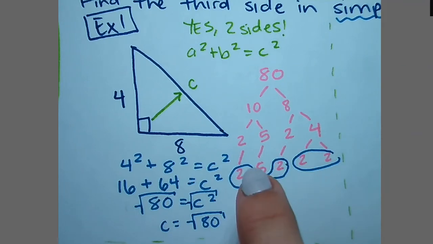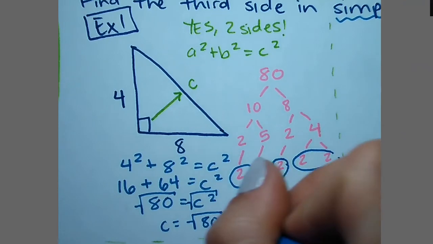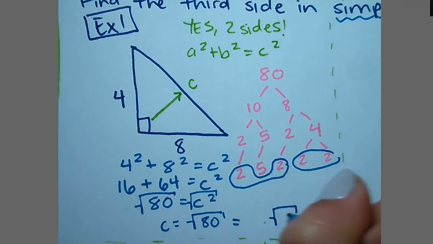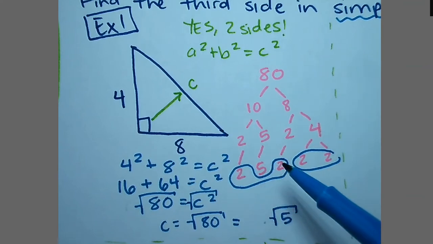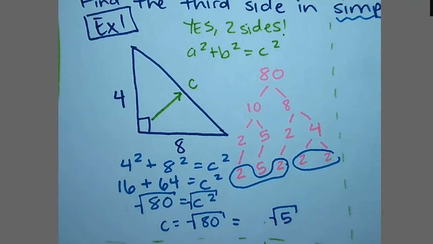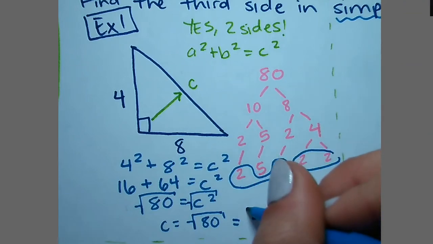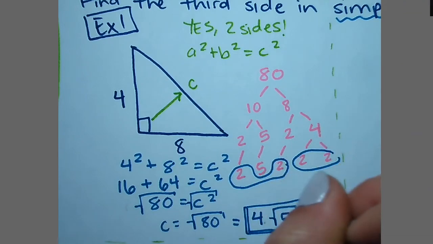And then what's left over is going to be the 5, which is going to be inside of the square root. So the 5 is going to stay inside, but we're going to pull out 1, 2, and then we're going to pull out another 2. So we're going to be pulling out 2 times 2, which is going to be 4. Okay, so this is your answer in simplest radical form.